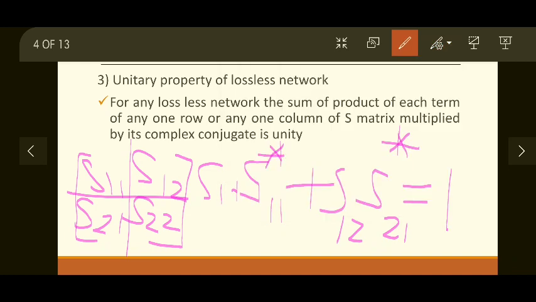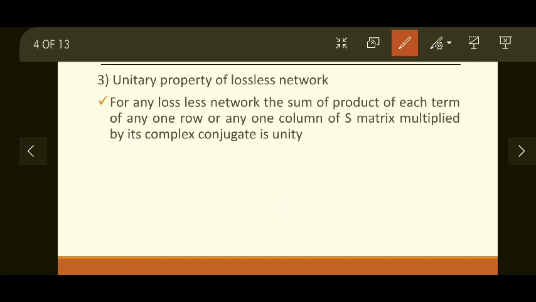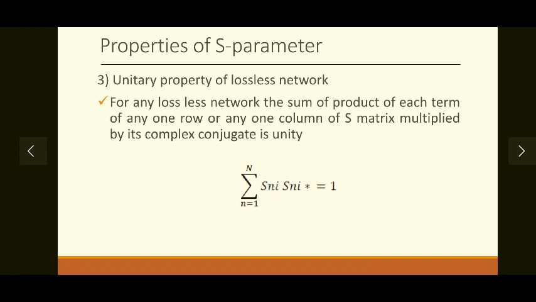Okay, so this is a unitary property. So how can we put the mathematical equation for this particular property? The mathematical condition is the summation of Sni into Sni conjugate, for small n going from 1 to capital N, is equal to 1. That means for any row or any column, the sum of the products will be equal to 1. I hope you have understood this, because this will be very useful in calculation of S parameters of a network.